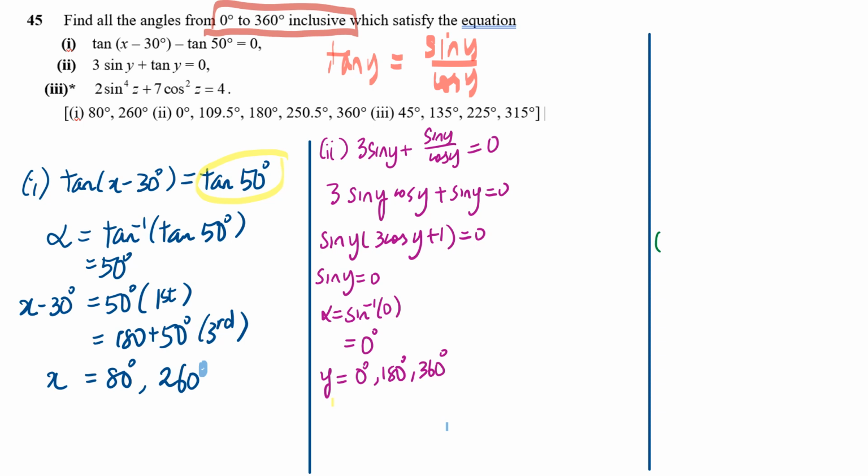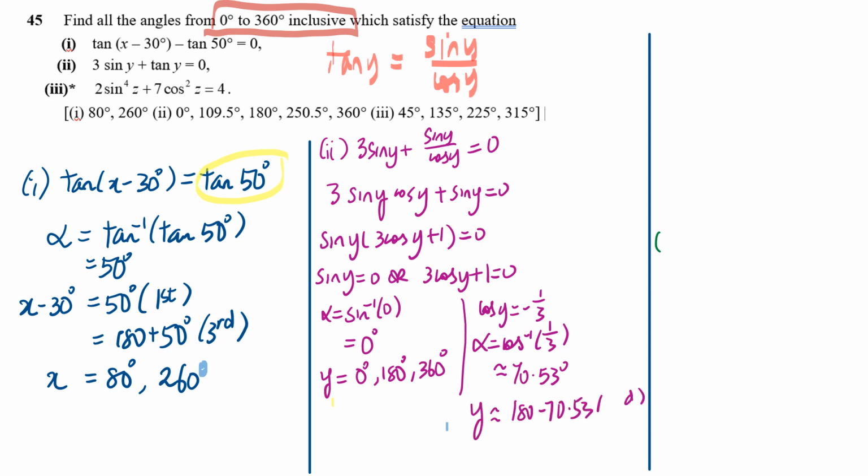Okay, so that is how you solve for sine y equals 0. So the other one, yes, 3 cos y will be equal to -1. So cos y will be -1/3, find alpha. So for cosine y to be negative, which are the two possible quadrants? Yes, second and third. All right, so that's how we get the answer. So how about part 3?